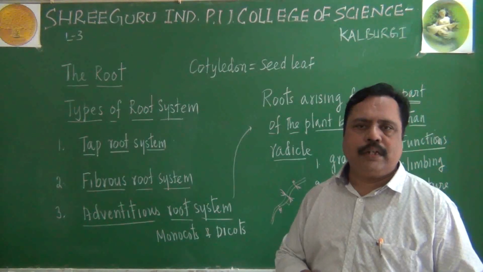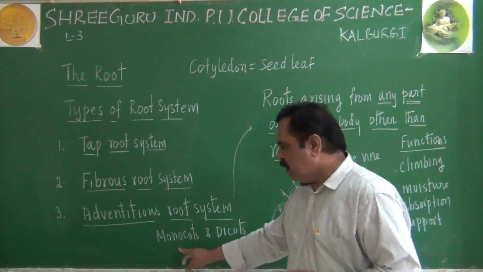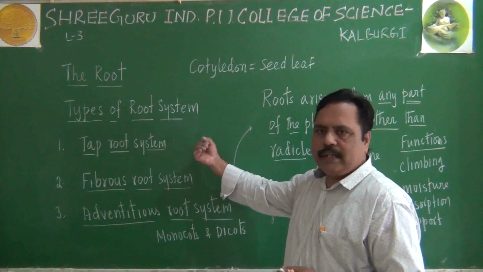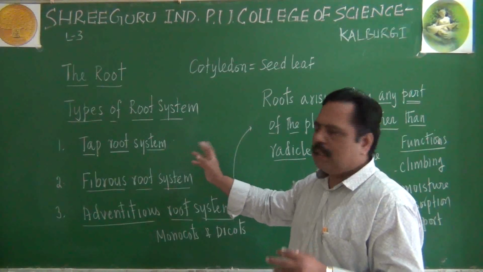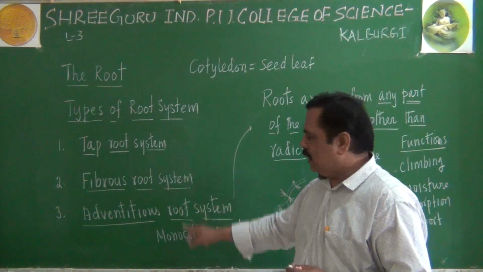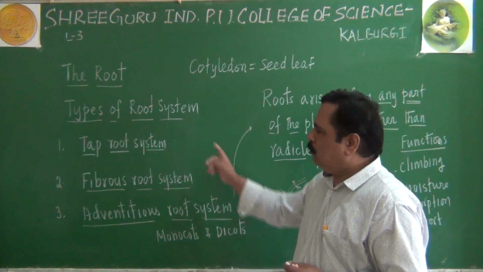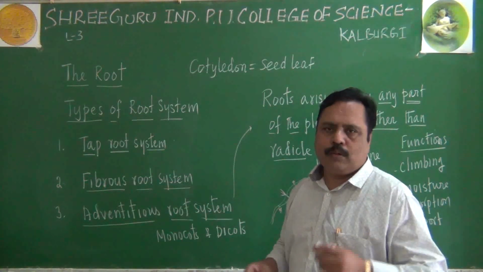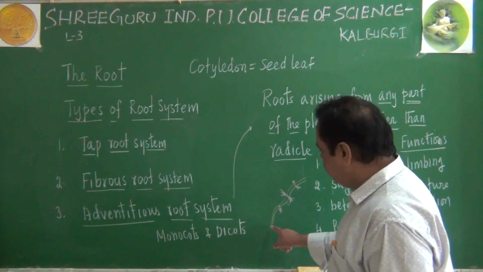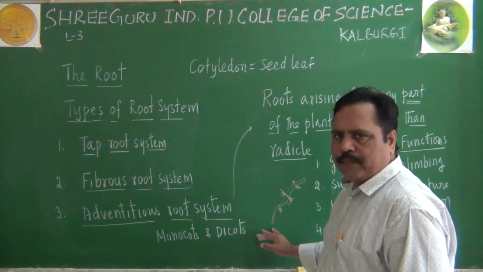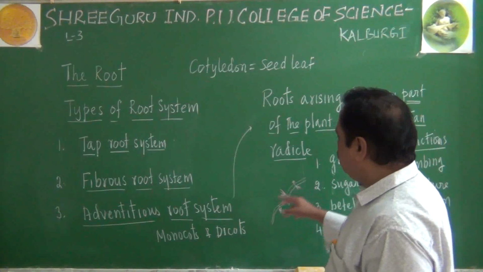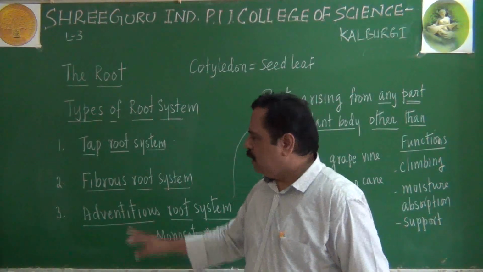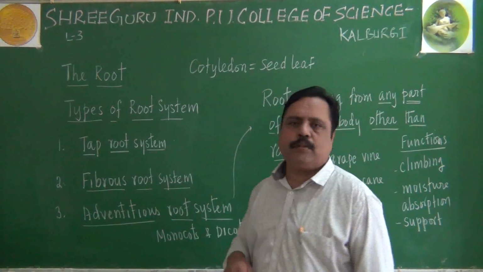Where do we find adventitious root system? Both in monocots and dicots. But most of the dicots are exhibiting taproot, except a few dicots. Most of the monocots are exhibiting fibrous root, except some monocots. These plants may have taproot system below the soil, but above that, they may show some climbing support and other things also. This is called adventitious root system.